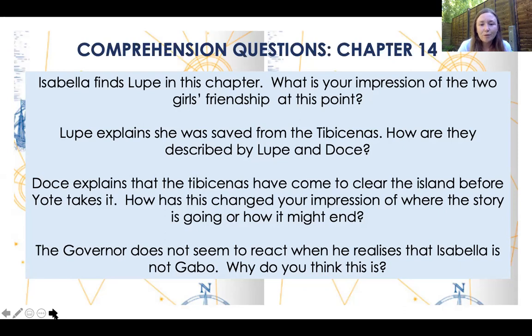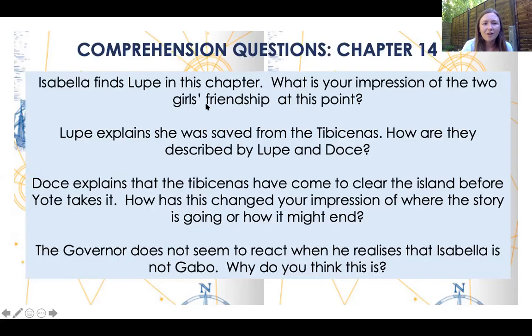The governor does not seem to react when he realizes that Isabella is not Gabbo. Why do you think that is? Do you think he knew? Do you think he was surprised? You would have thought he'd be angry based on his previous behavior, but he doesn't seem to have any reaction. So what do you think about that?